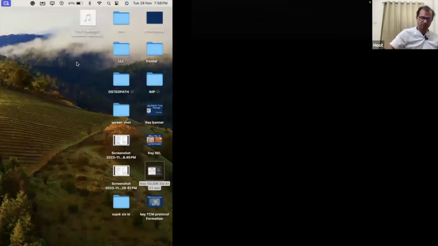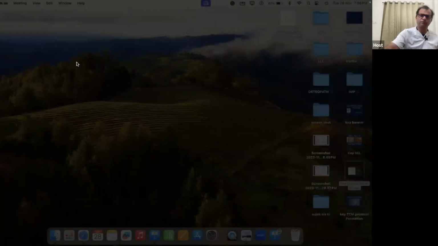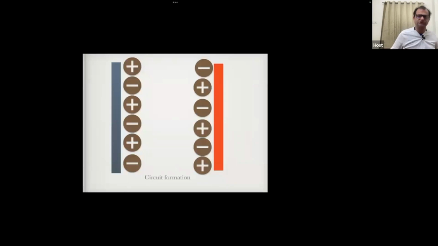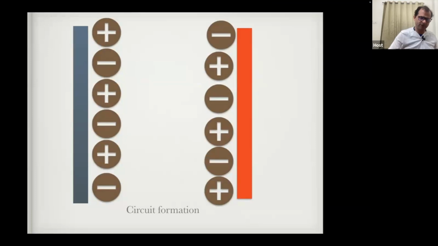That's why I have demonstrated one diagram for you. Let's see this. Just for this understanding, look at this. This is how the circuit is forming. If circuit formation is happening, if here is plus, here will be minus.